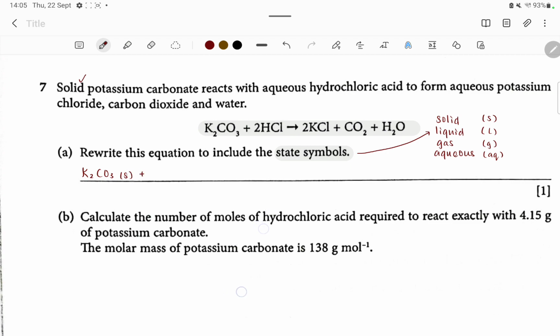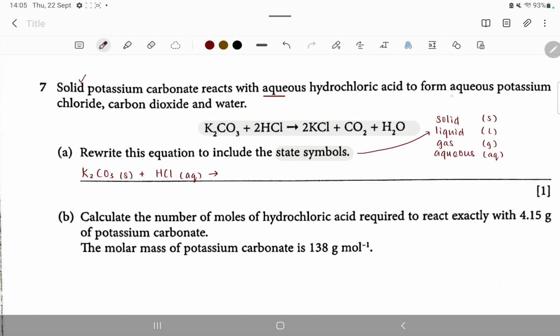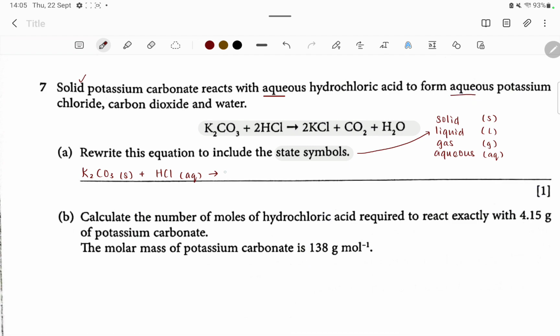And then plus with aqueous hydrochloric acid. So HCl (aq) to form aqueous potassium chloride. So this one is 2KCl (aq) plus carbon dioxide. Carbon dioxide is always gas. Plus H2O, water in liquid form. This is how you get your first mark. And then let's look at B.